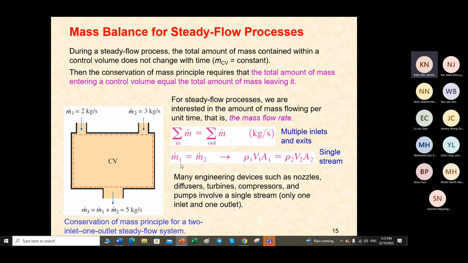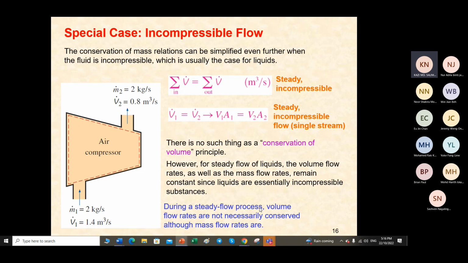Now we go to the mass balance for a steady flow process. The total mass in the control volume, m in, is equal to m out. So we have m1 equal to m2, and according to our knowledge, the volumetric flow rate into density gives us the mass flow rate. That mass balance for the steady flow process gives us the conservation of mass.